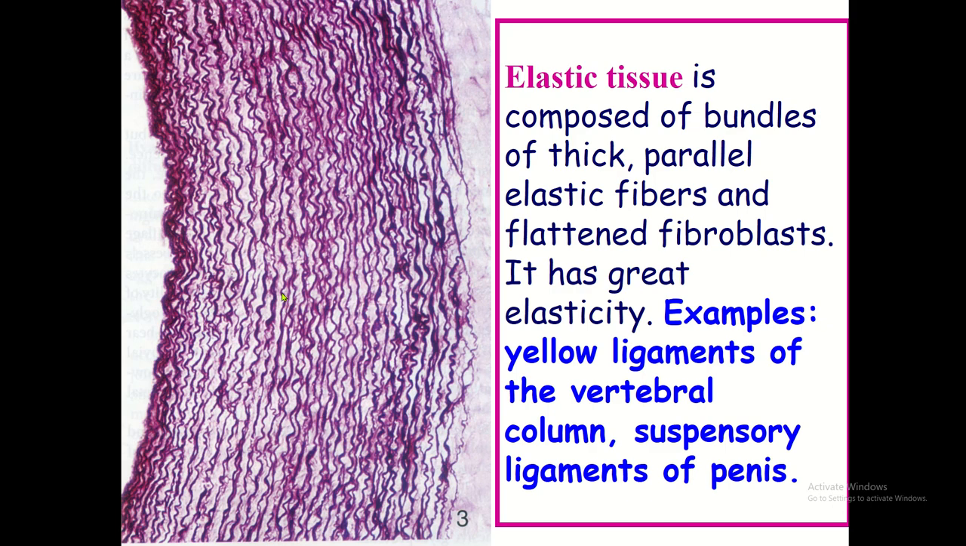Elastic tissue is composed of bundles of thick parallel elastic fibers and flattened fibroblasts. It has great elasticity, and it is found in the yellow ligament of the vertebral column and the suspensory ligament of the penis.